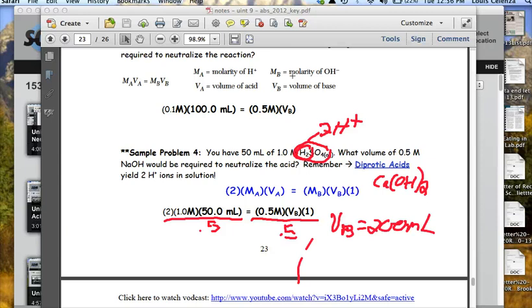The third one, I believe, is giving you the volume of the base, VB, is going to be 20 milliliters. And the answer to the second one is the molarity of the acid is 0.625 for question number 2.